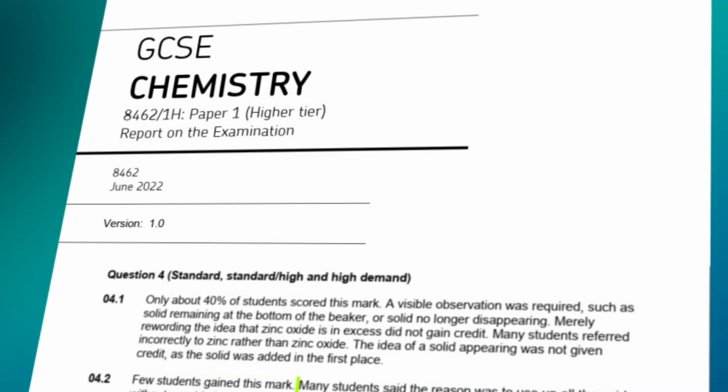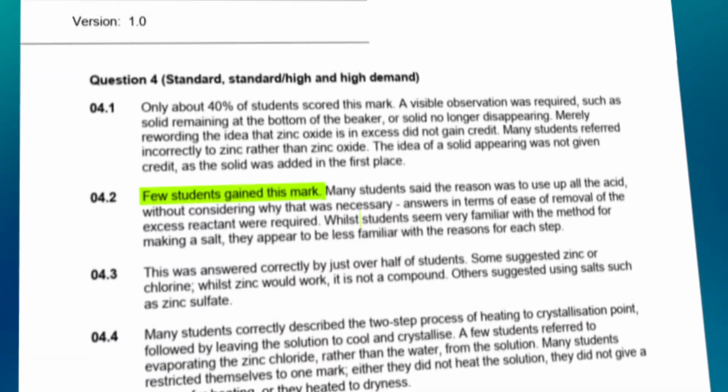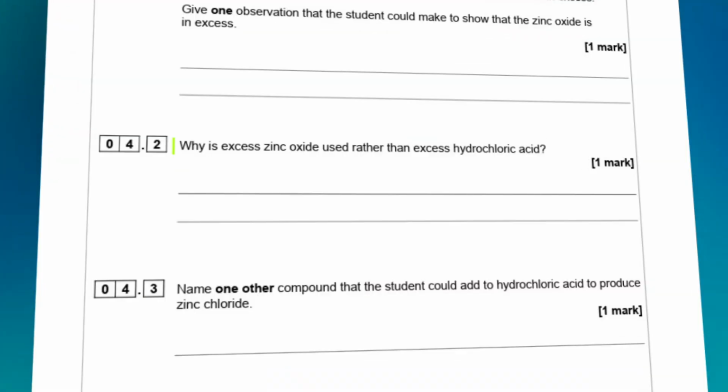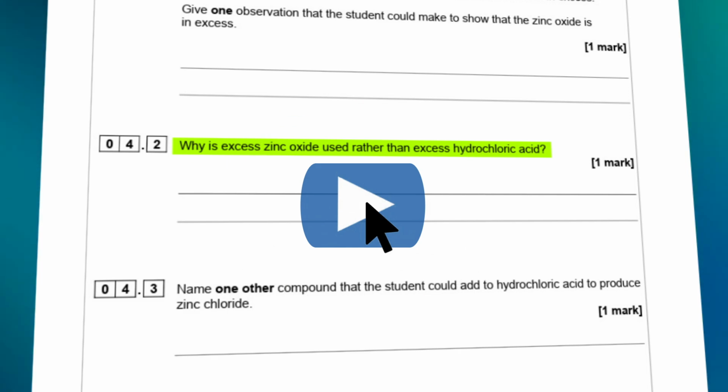Now to the first question that's very poorly answered on this paper, and the examiner's report just says that a few students gained this mark. The question asks, why is excess zinc oxide used rather than excess hydrochloric acid? Now feel free to pause the video here and practice having a go at this yourself.